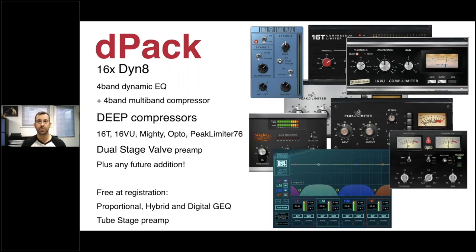But it also offers you all of the compressor emulations, the 16T, the 16VU, the Peak Limiter 76, as well as the dual stage preamp. And you also get the graphic EQ emulations, but those you can get for free if you register your Avantis online on purchase. So lots of nice tools, and we'll have a quick peek at some of those in a little while.